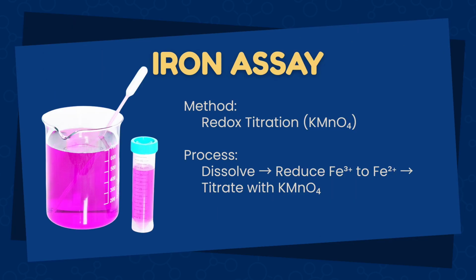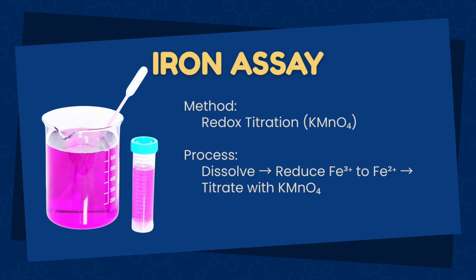Iron assay. Iron is one of the most important industrial metals. In classical analysis, iron assay is usually performed using a redox titration with potassium permanganate, KMnO4. First, the iron in the sample is dissolved in acid. If the iron is in the ferric form, Fe3+, it is reduced to the ferrous form, Fe2+. Then, a purple solution of potassium permanganate is slowly added.